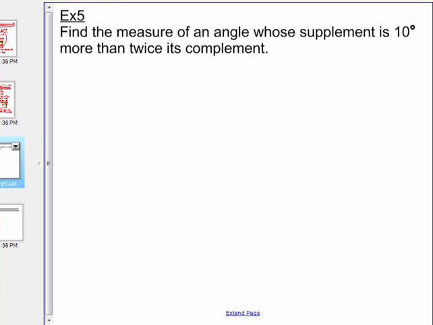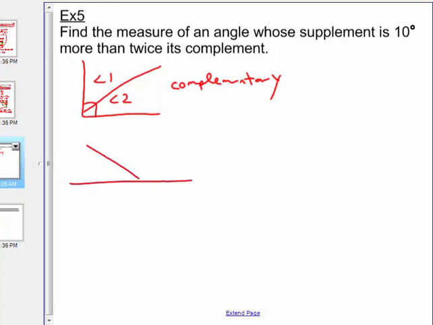Example 5 says find the measure of an angle whose supplement is 10 degrees more than twice its complement. When we talk about supplement and complement, what do we have? Complementary angles are two angles that add to 90 degrees, so angle 1 and angle 2 are complementary. Supplementary is two angles that add to 180 degrees. You did this in geometry a little bit.